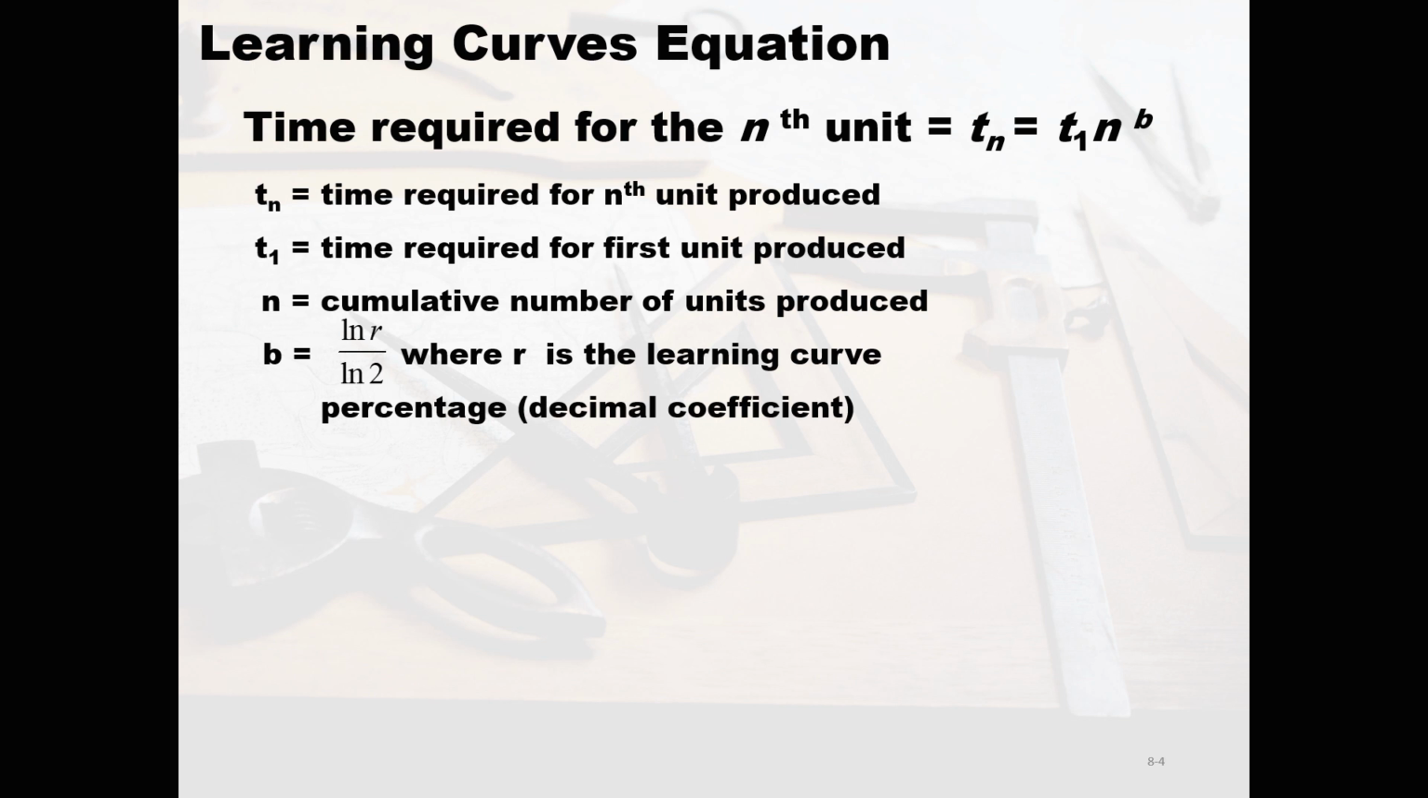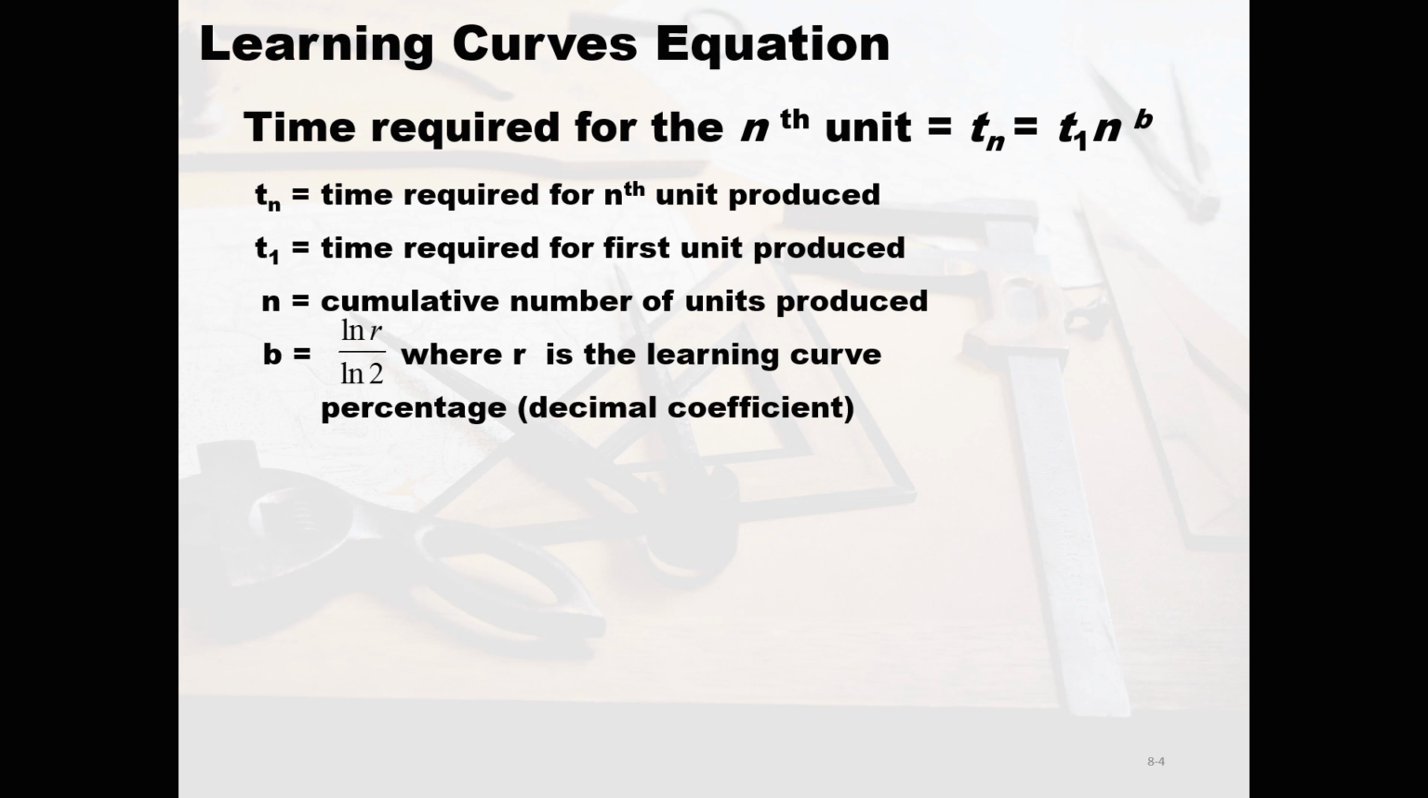So the equation is T sub n equals T sub 1 times n raised to the power of b. T sub n is the time to produce the nth unit. T sub 1 is the required time to produce unit 1, our first unit. n is the cumulative number, which is going to be the 8, 16, and 32, raised to the power of b.